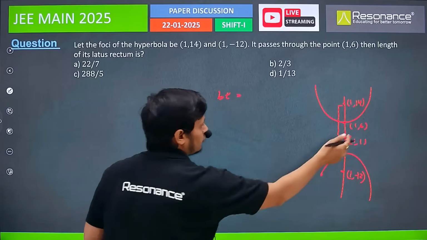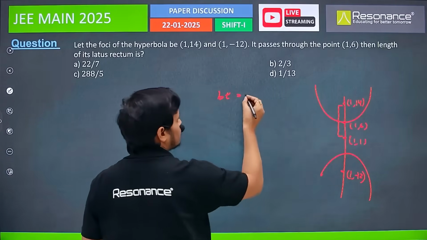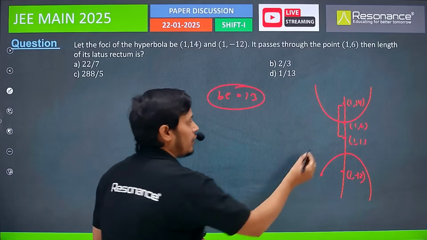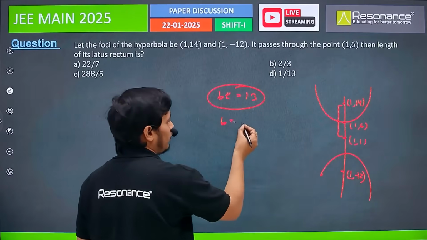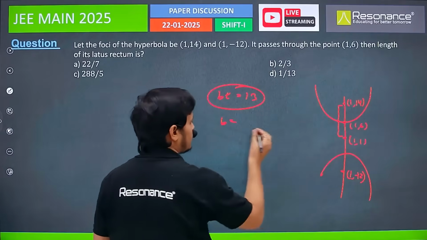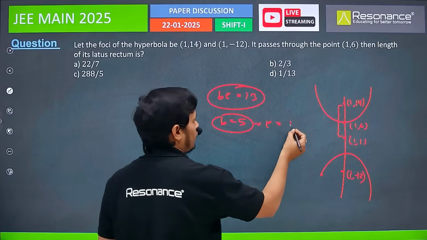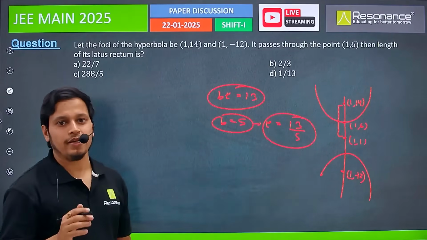So BE is equal to the distance between (1, 14) and (1, 1), that is 14 minus 1, which is equal to 13. BE equal to 13. And what will be this distance? Center and vertex, that is B. B equal to this one minus this one, that is equal to 5. If you put B equal to 5, you will get E equal to 13 by 5. We got the value of B and E.